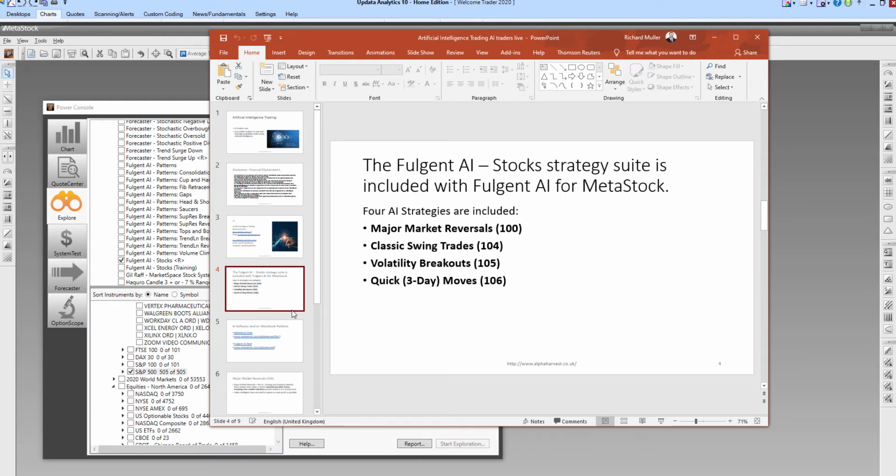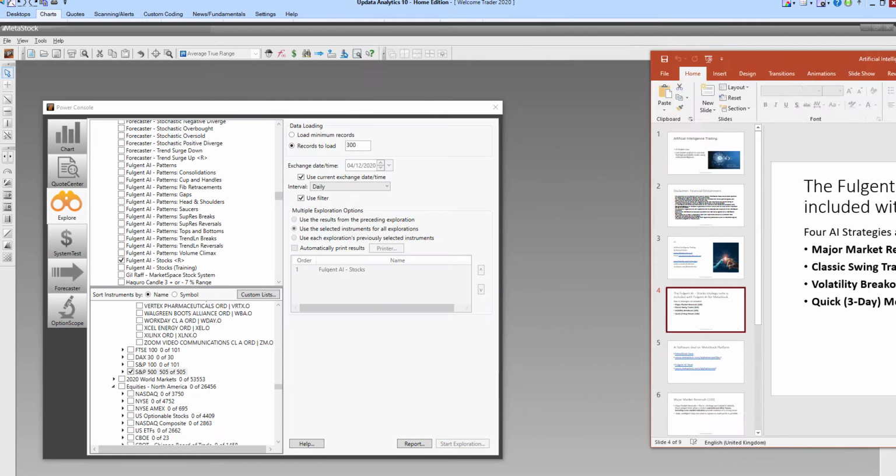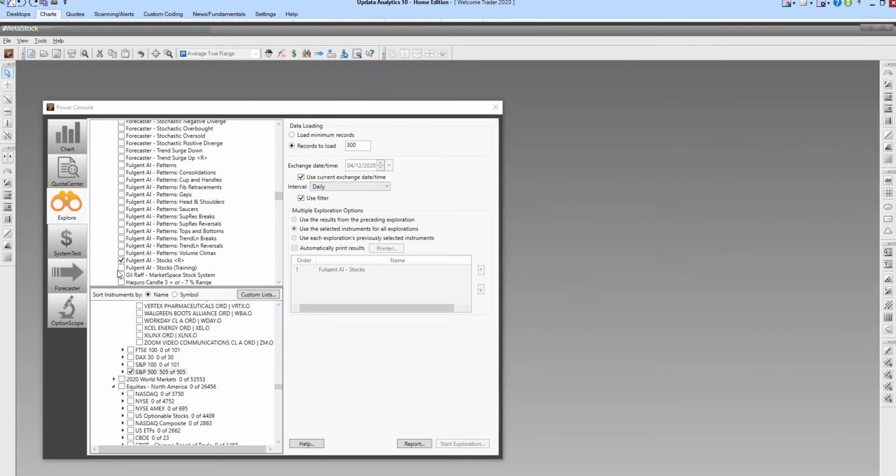So today's strategy is we're going to look at the S&P 500 index constituents, trying to find four different types of AI trade ideas using artificial intelligence: market reversals, classic swing trades, volatility breakouts, and quick three-day moves. That's what we're going to use the Fulgent AI engine for, scanning the S&P 500 and looking for new trade ideas. Now, I've selected the Fulgent AI, I've got the MetaStock platform open, and I've selected S&P 500.